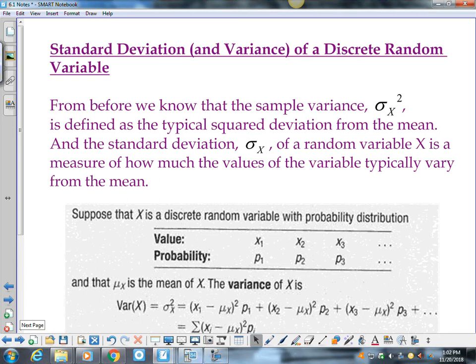All right, standard deviation of a discrete variable. From before, we know that sample variance is defined by the typical squared deviation from the mean.